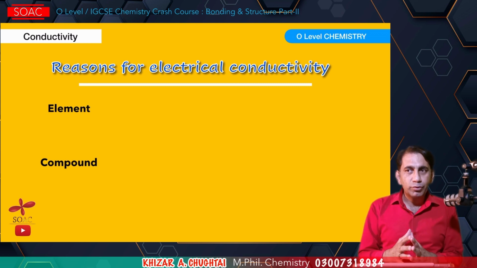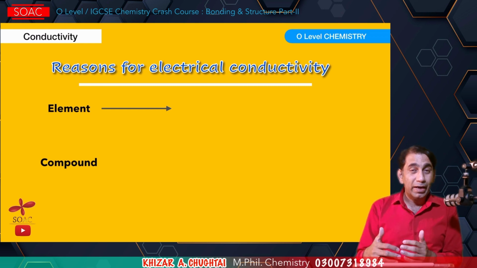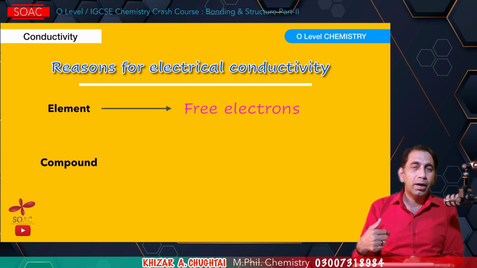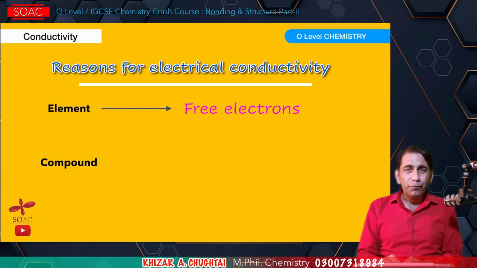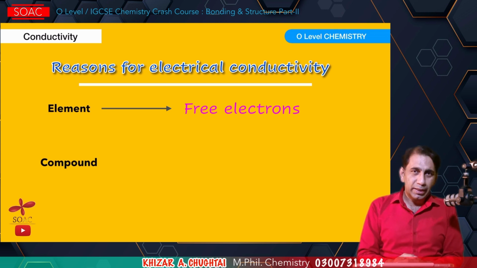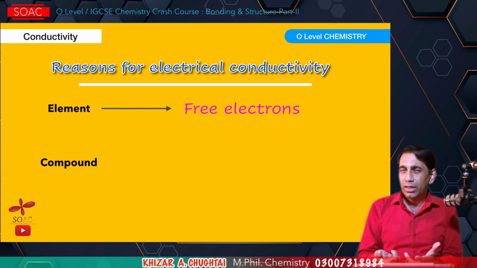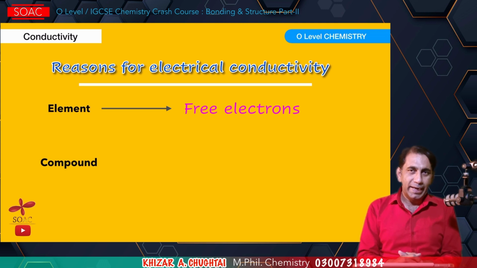So first of all, you will have to categorize the question. Either it is asking about an element or a compound. If the question is about an element, then you will write the answer. If an element is able to conduct electric current, like graphite, then it has free or mobile or delocalized electrons. If an element is not able to conduct electricity, like diamond, then you will write that there is an absence of free, delocalized or mobile electrons.